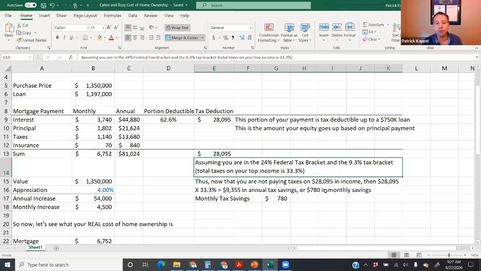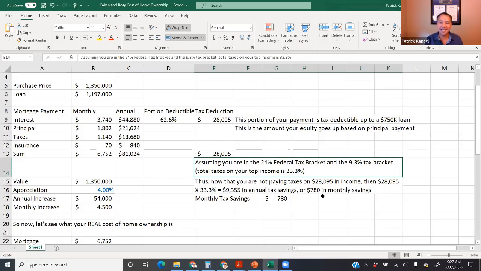So they are now not paying taxes on a little over $28,000 of income. If they're not paying taxes on over $28,000 of income and their tax rate is 33.3%, that gives them an annual tax savings of $9,355, which divided by 12 equates to $780 a month in tax savings.